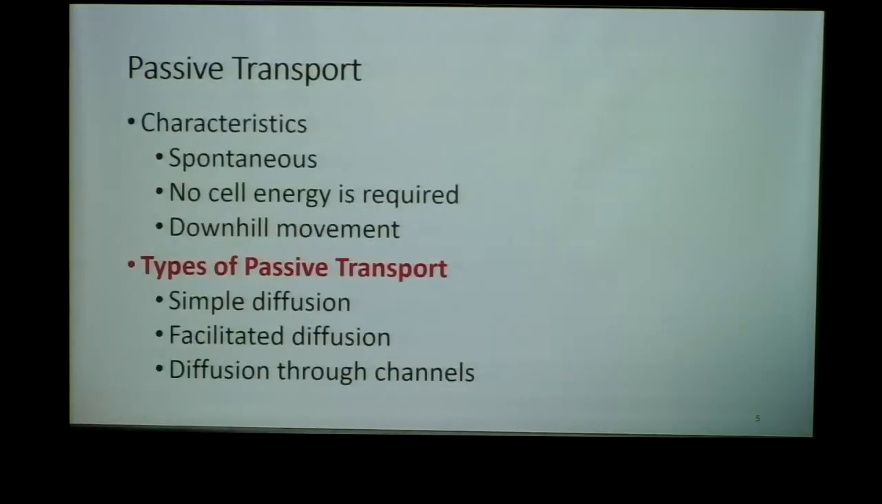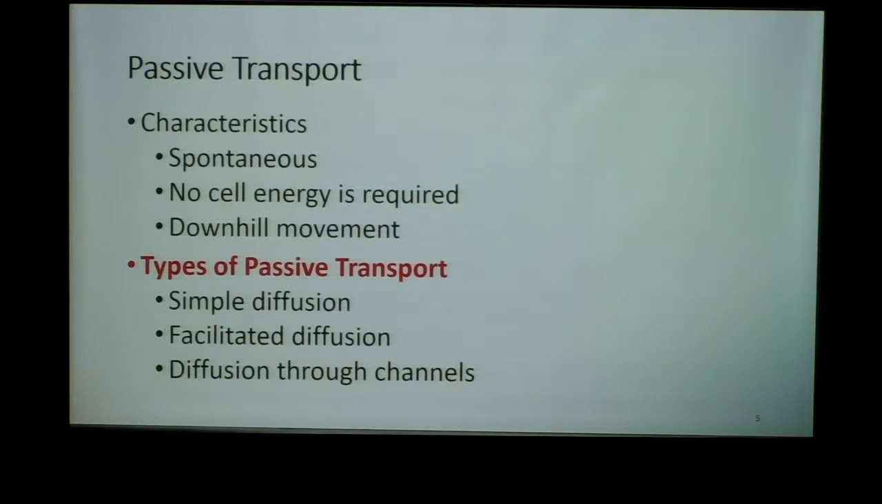All right, so the first mechanisms we'll talk about are passive transport. We're going to look at three individual mechanisms under this heading. We'll talk about simple diffusion, we'll talk about facilitated diffusion, which requires a carrier protein, and we'll talk about channels, which is somewhat similar to facilitated diffusion.